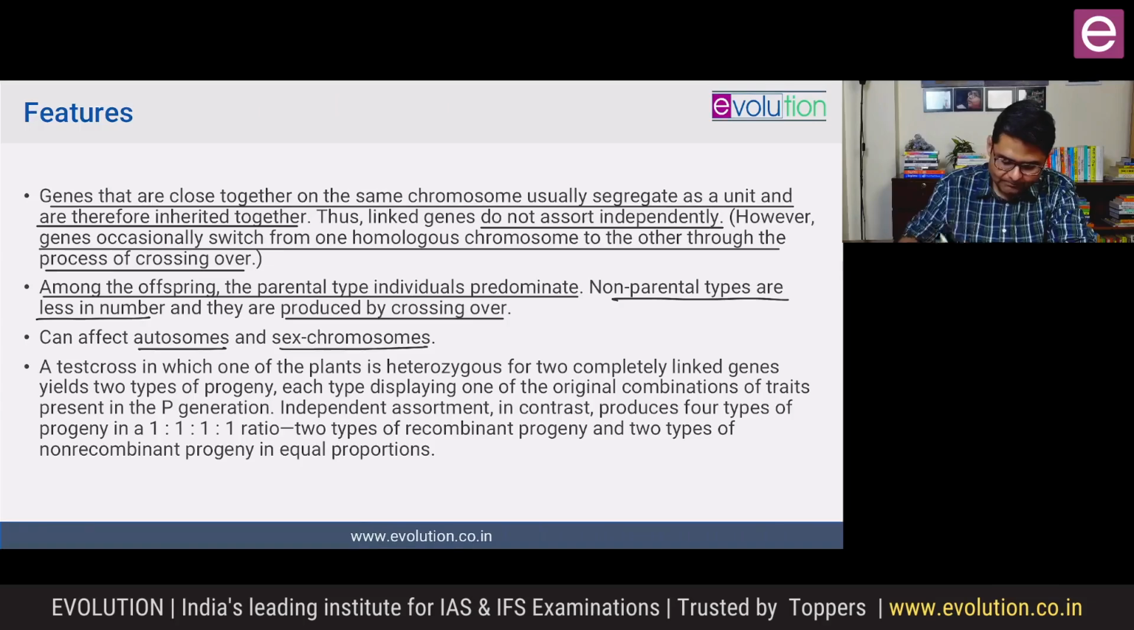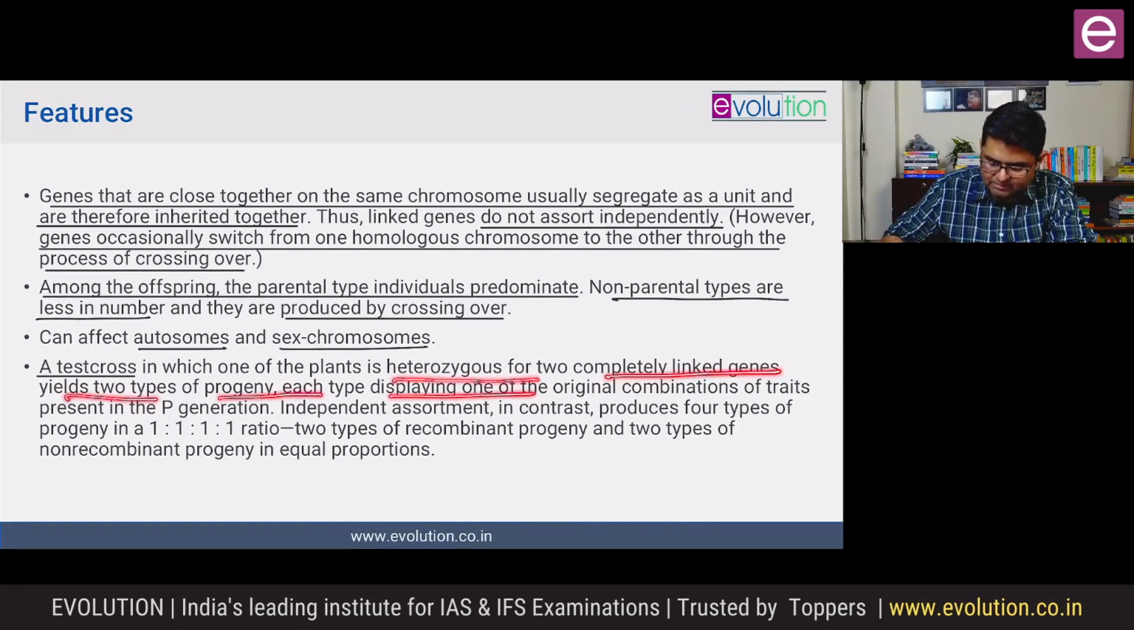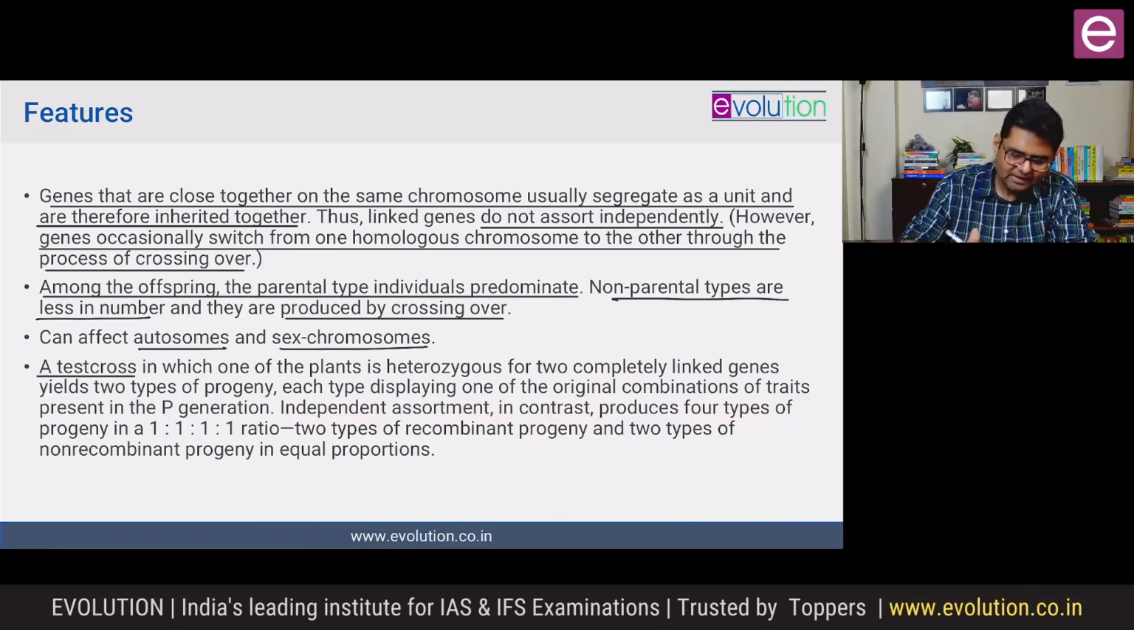We already know. And then we have just now seen on the previous page how test cross will be showing. Here we have taken the example of plant, but same can be seen in animals. So test cross in which plant is heterozygous for two completely linked genes yield only two types of progeny, each displaying one of the original combination of traits present in parental generation. On the other hand, independent assortment produces four types of progeny. So I hope this feature was already clear. So these are the salient features.